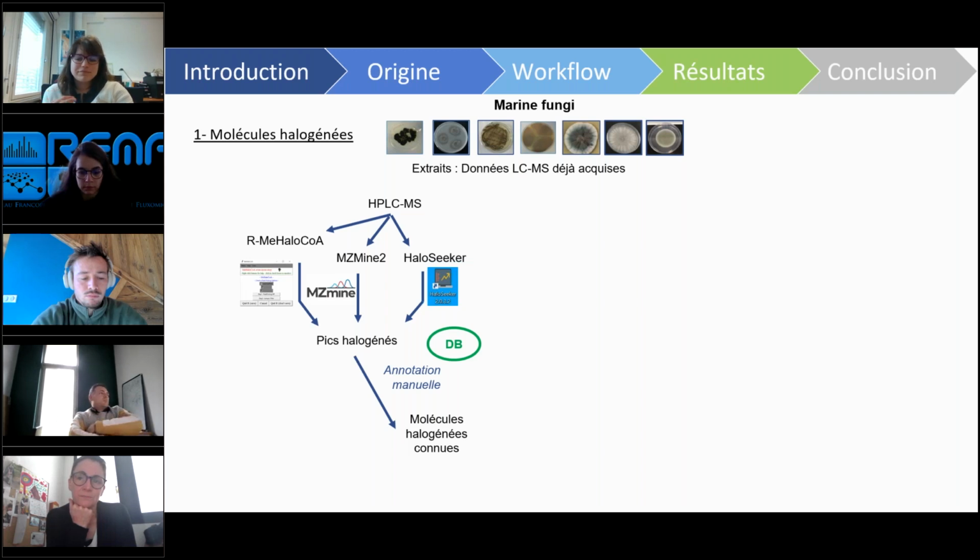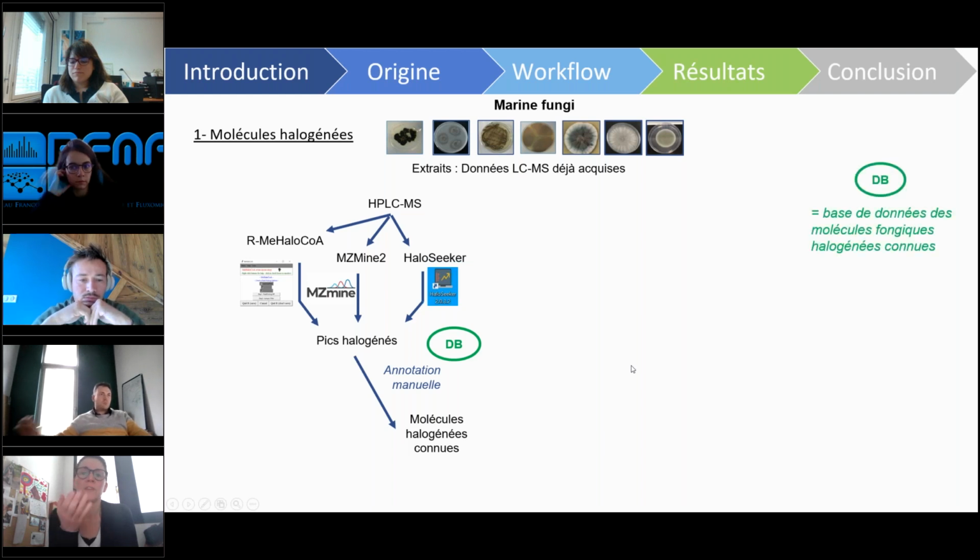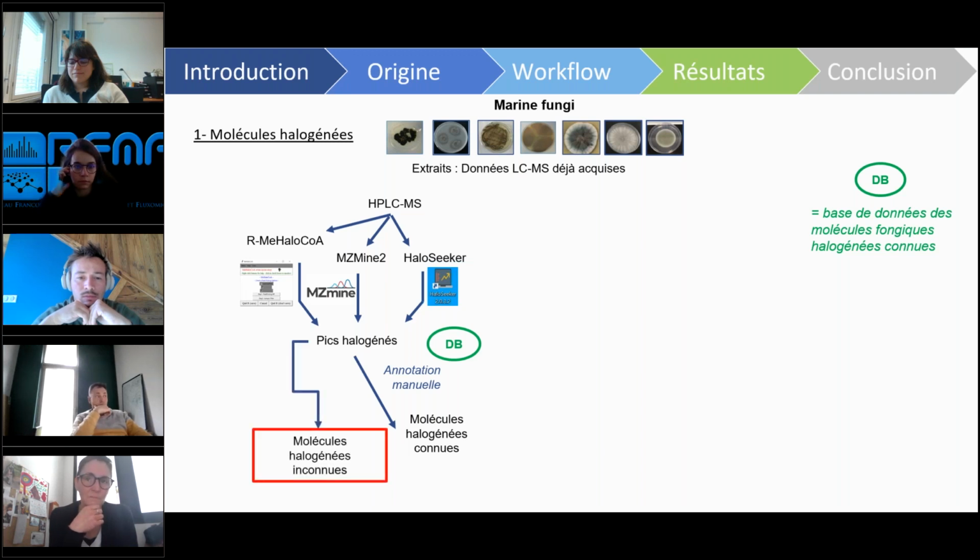And from those halogenated peaks or molecules, the idea is that we can annotate the compounds and find out which known halogenated molecules we have in our extracts. But of course, this means having a database of at least all the halogenated fungal molecules that have been described in the literature. And from this, of course, we can deduce which peaks are halogenated but unknown.